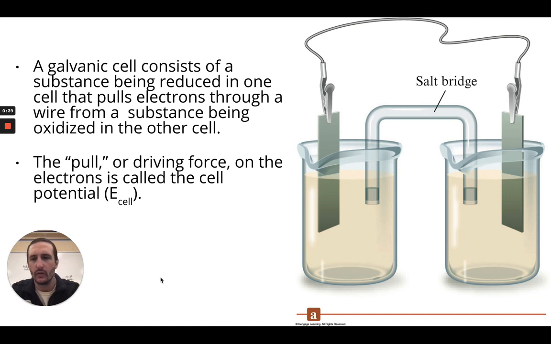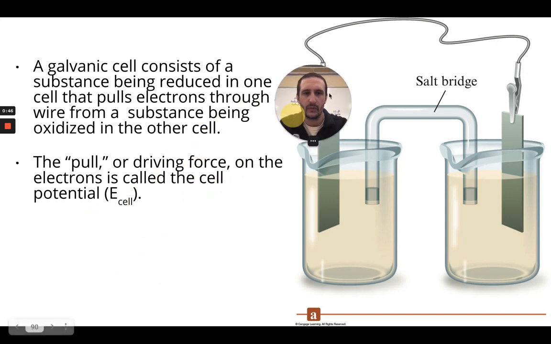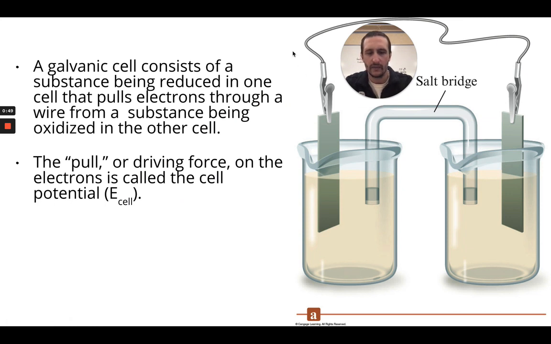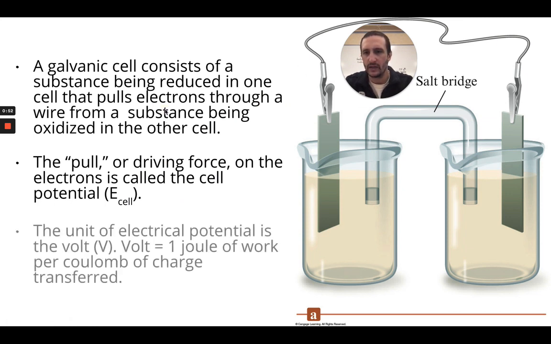This pull, or this driving force of electrons, is called cell potential. And we can actually calculate cell potential in a galvanic cell if we know the reduction potentials. The unit of electrical potential is called a volt. A volt is just a unit of work that is equal to 1 joule per coulomb of charge being transferred. So thinking about how much energy or how many electrons are going to be going through that wire.